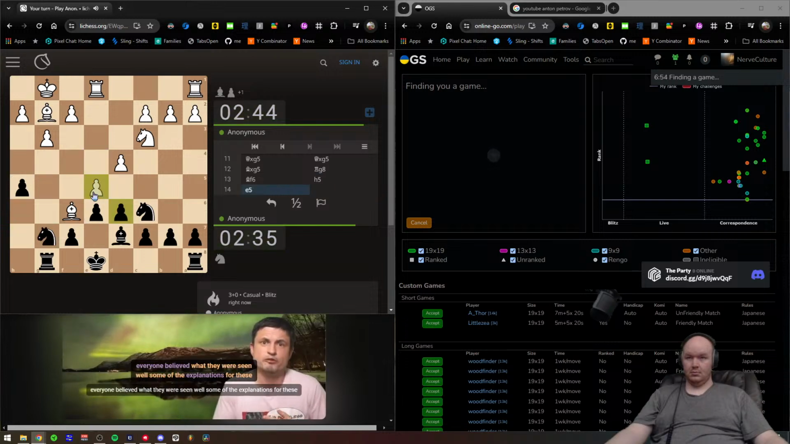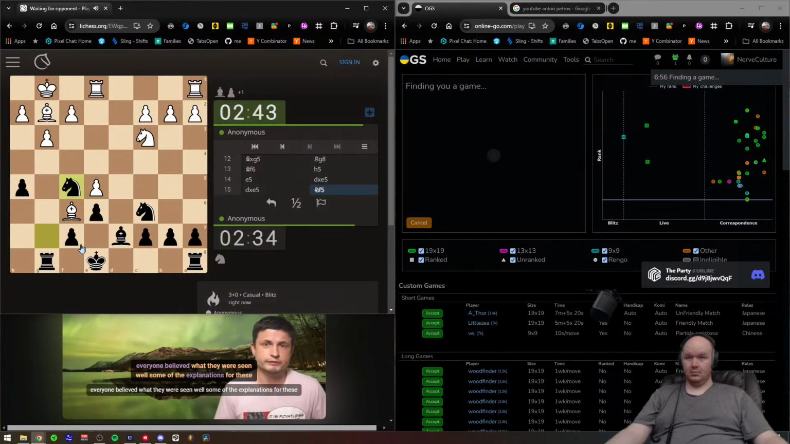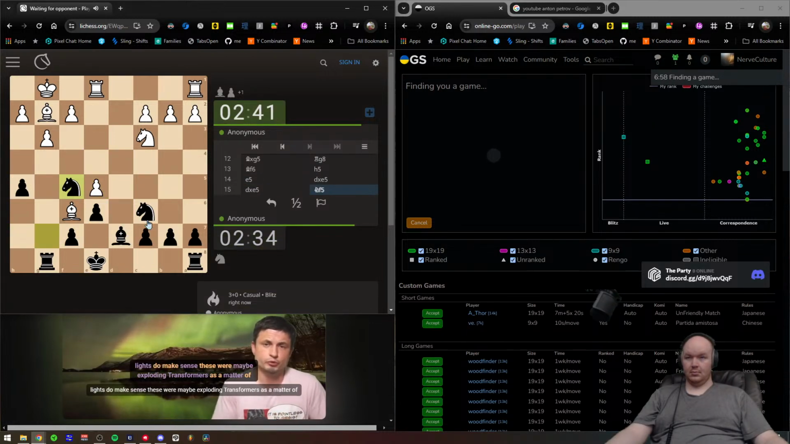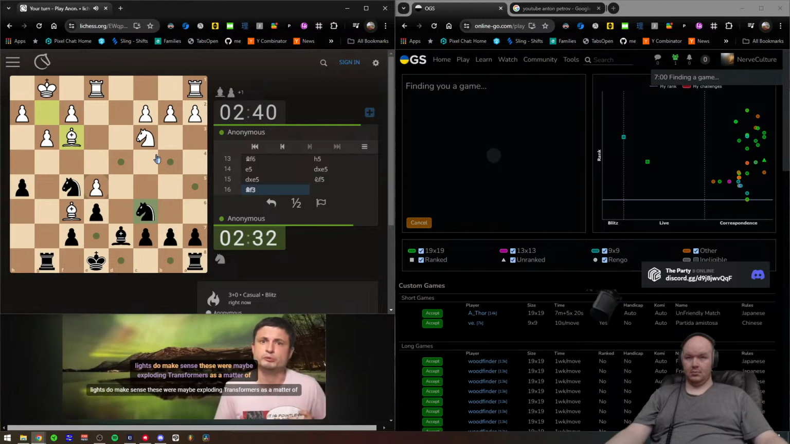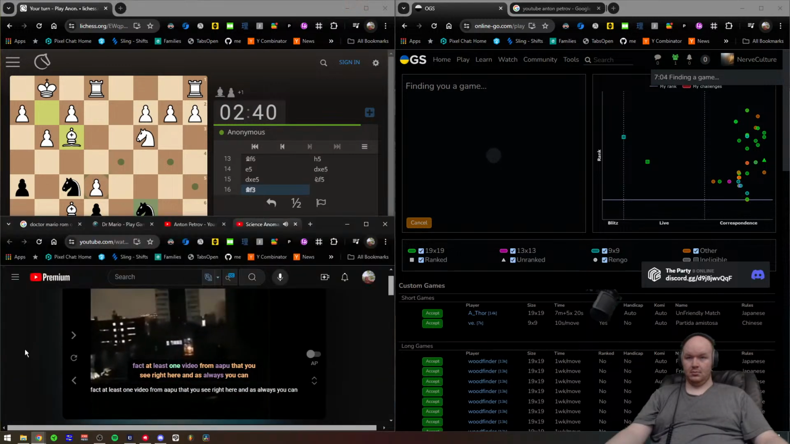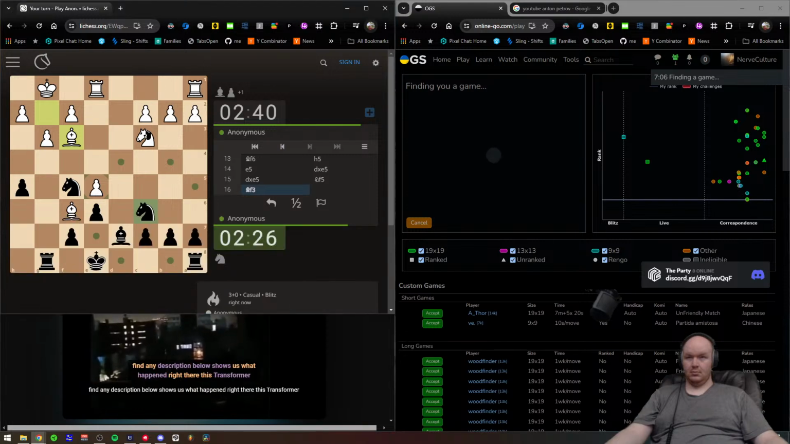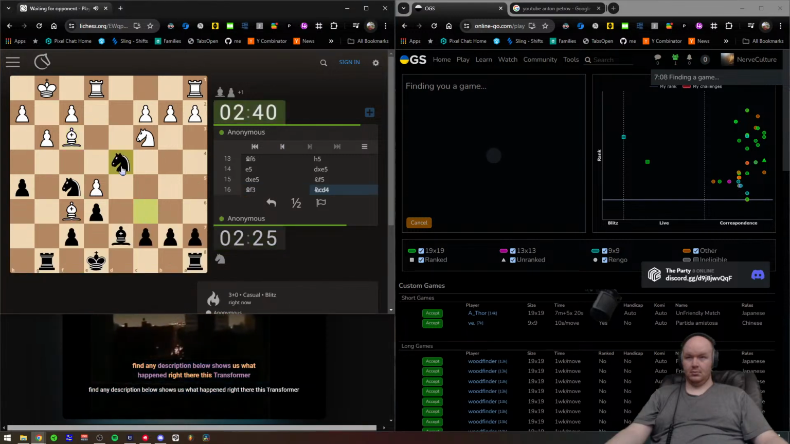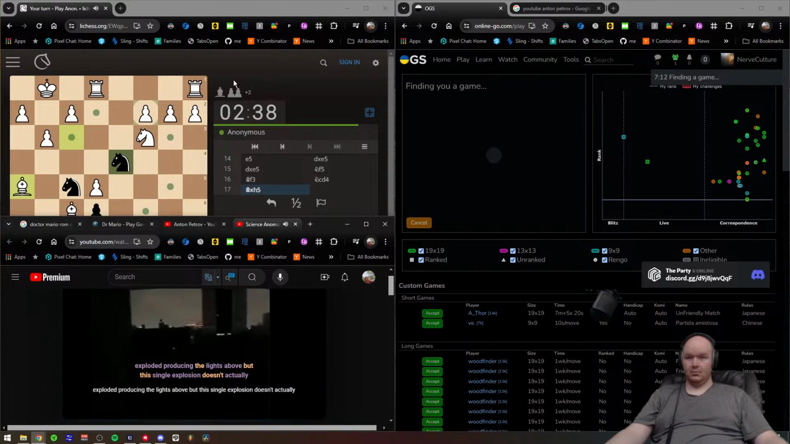And of course not everyone believed what they were seeing. Well, some of the explanations for these lights do make sense. These were maybe exploding transformers. As a matter of fact, at least one video from Acapulco that you see right here, and as always you can find in the description below, shows us what happened right there. This transformer exploded, producing the lights above.